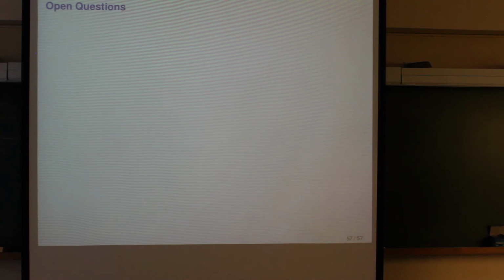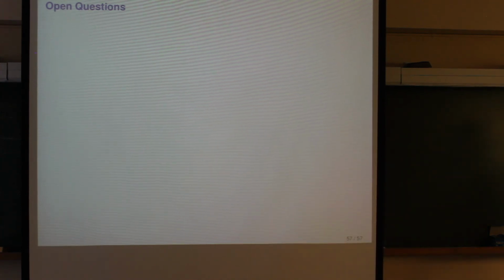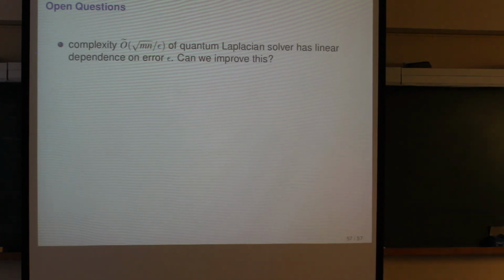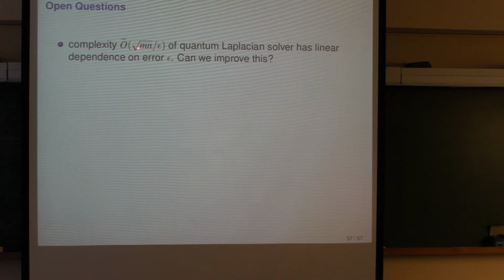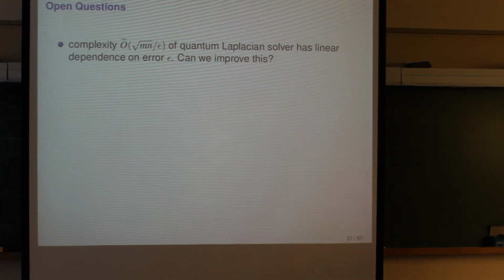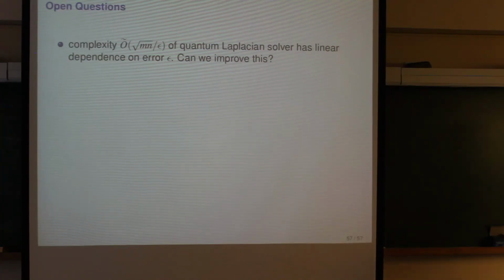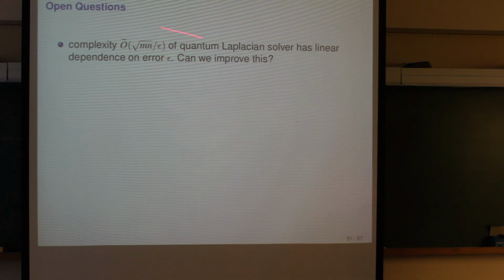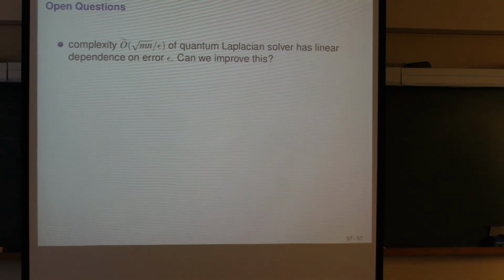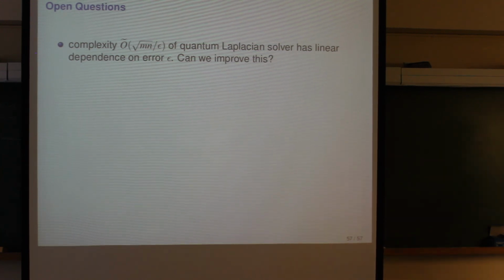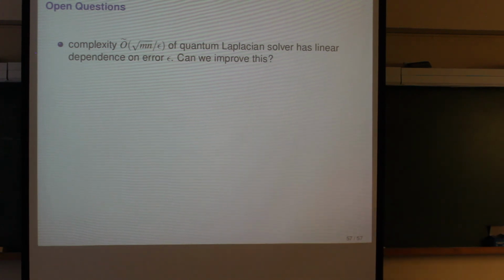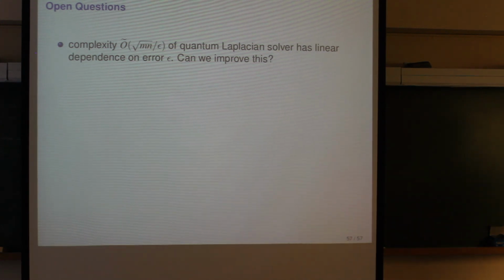To end this talk, I'll just mention some open questions, although not all of them are still open, actually. One open question: we have this quantum Laplacian solver which has complexity square root mn over epsilon, right? Basically, we construct the sparsifier, now we solve the system. But classically, there are smarter ways to work with sparsifiers that get rid of this epsilon dependency. They can solve Laplacian systems in O tilde m log 1 over epsilon. So the question is, can we do the same thing quantumly? Can we improve this epsilon dependency to log 1 over epsilon?